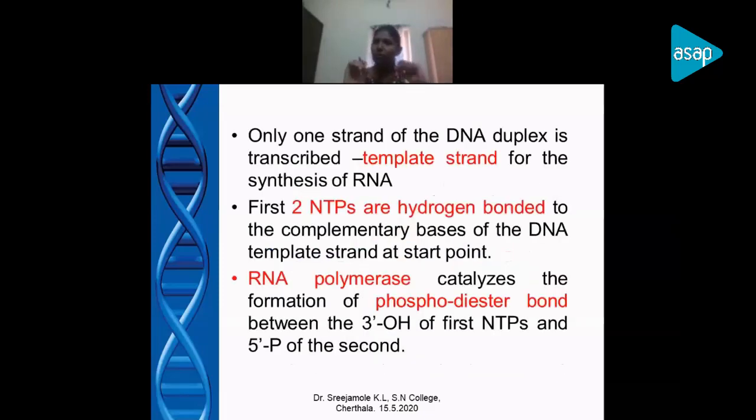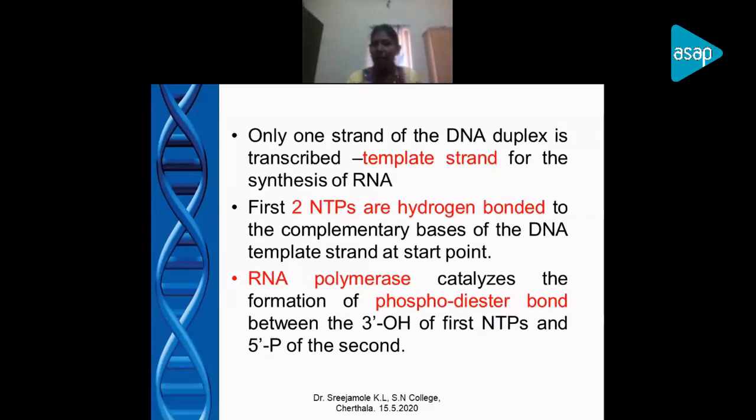When the transcription starts, we know that DNA has two strands, one with polarity 5' to 3', the other 3' to 5'. In transcription, only one DNA strand is transcribed, not both. The one that is transcribed is known as the template strand, and the other, which is not transcribed, is known as the coding strand. At first, the first two ribonucleotides come to the initiation complex, or the open complex, and bind to the DNA. They will be complementary to the bases present on the DNA template strand. So it binds at the start.